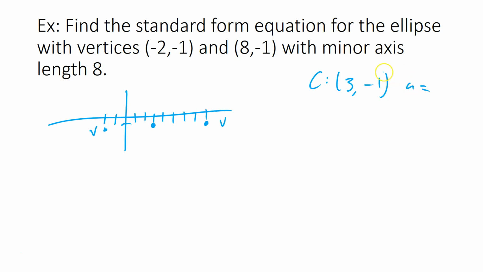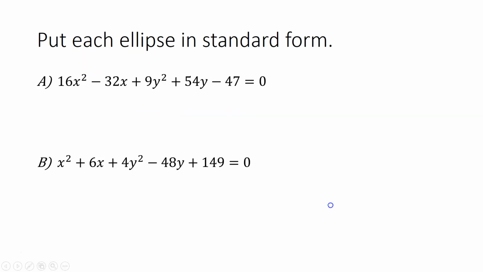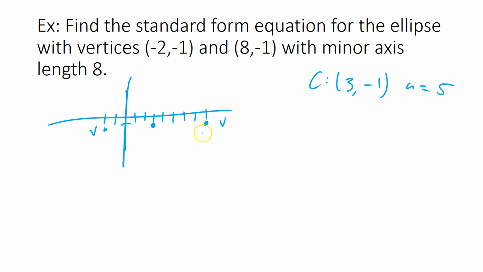Well, let's see. A here is left and right, so that's 5. The minor axis is length 8, so that's going to be up and down, right? Because we know that these are vertices, so those have to be the ends of the major axis. So the minor axis has length 8, so I'm going to go up 4, and I'm going to go down 4. So I'm going to go up 1, 2, 3, 4, right there, and down 1, 2, 3, 4, right there. Now we can connect the dots, make our ellipse.